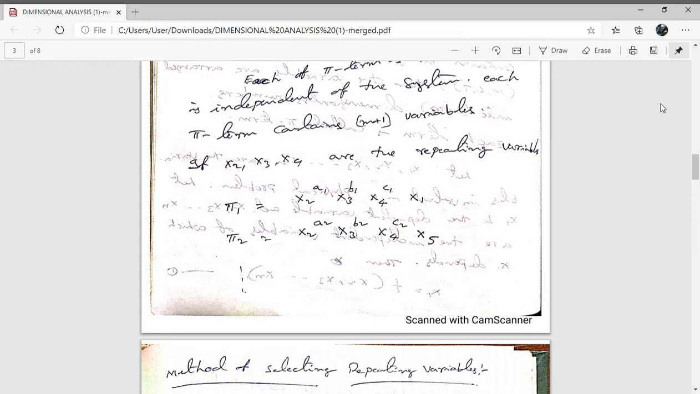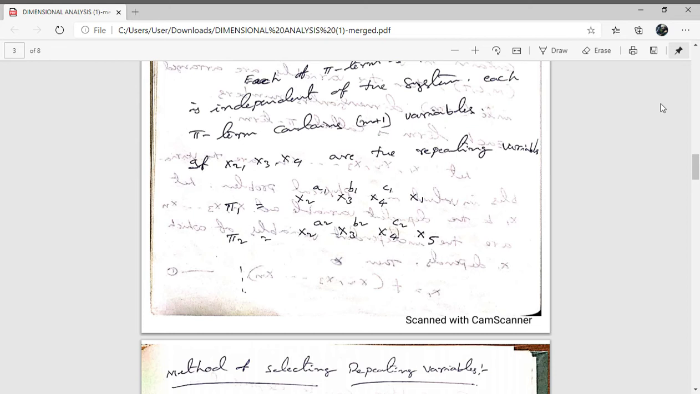In the pi terms, there will be m plus 1 variables. Among these m plus 1 variables, m variables are repeated variables. Each pi term will have some repeated variables and some non-repeated variables.